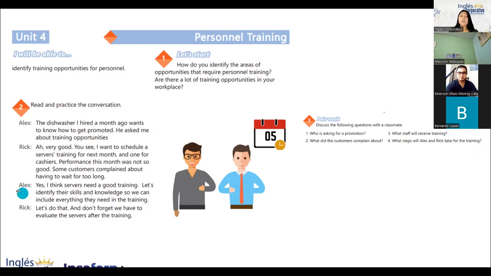And what steps will Alex and Rick take for the training? They are going to identify their skills and knowledge. Okay, that is the step. So they are going to identify their skills and knowledge so they can include everything they need in the training. Yes. Okay. And they are going to evaluate the servers after the training.